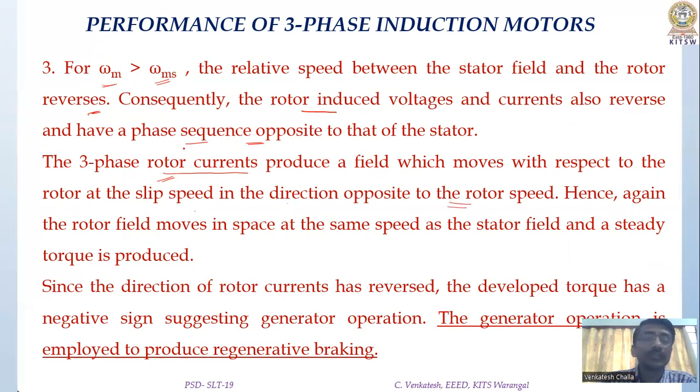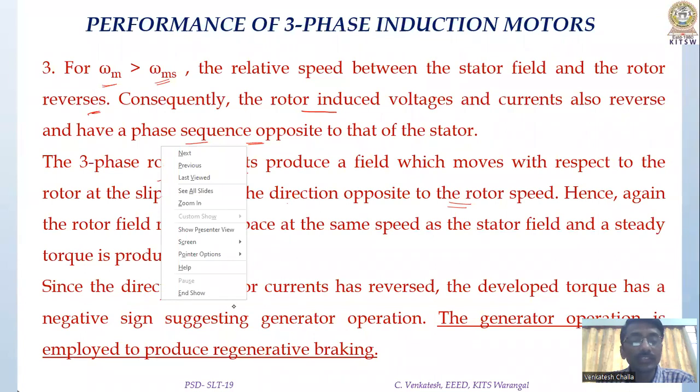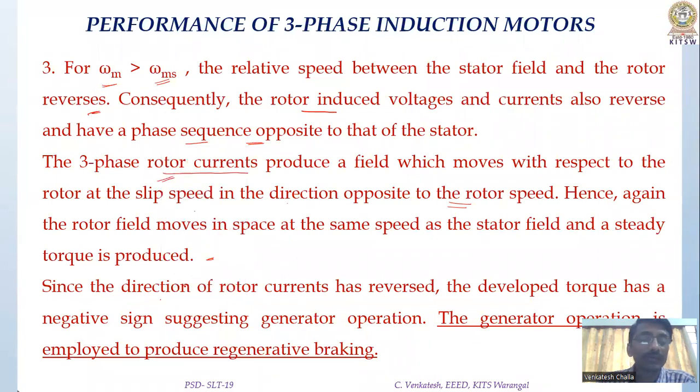Now, the flux produced by the rotor currents will be in the opposite direction to that of the rotor rotation direction, and hence we call this a negative slip. As the direction of the current is reversed, we say that the power is supplied from the motor to the supply, and hence the motor acts in generator mode. And this generator mode of operation is employed for regenerative braking.